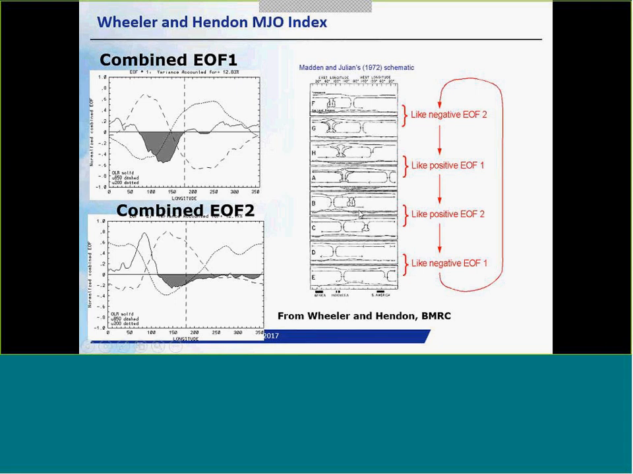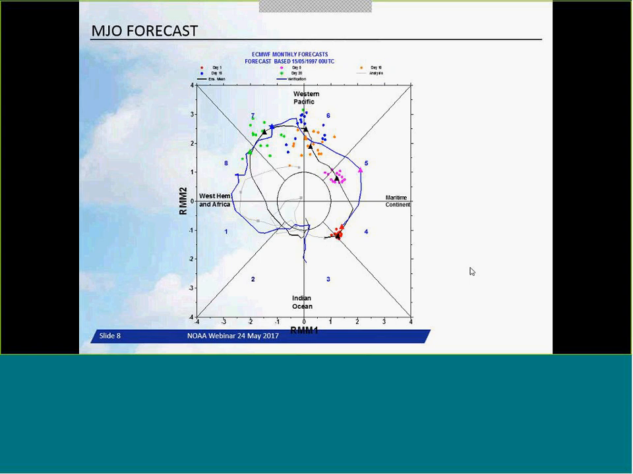If we go to the schematic of the original paper by Madden and Julian in 1972, the MJO can be characterized by convection in the Indian Ocean, which corresponds to negative EOF 2, moving eastward to the maritime continent, positive EOF 1, to the West Pacific, positive EOF 2, and then into the Western Hemisphere, negative EOF 1. So in this context, we can represent the MJO in the phase space of those two EOFs. The Indian Ocean is negative EOF 2, the maritime continent positive EOF 1, the Western Pacific positive EOF 2, and the Western Hemisphere negative EOF 1. And the MJO can be represented as a circle, as the blue line shows here for an example in 1997.